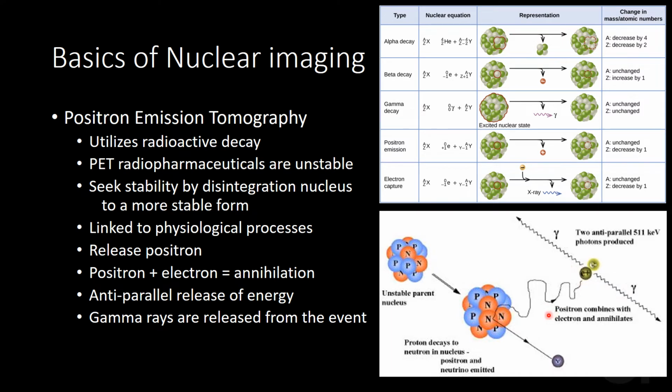And when the positron is released, it's combined with a nearby electron, leading to annihilation, release of energy in anti-parallel directions. Now, PET scanners are really good at identifying this event, and they're able to pick up this event and compute images that we see on a PET scan.